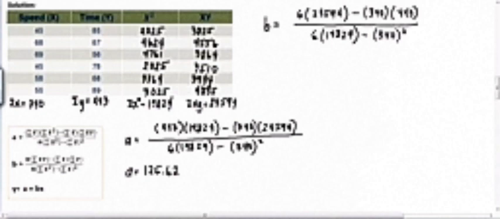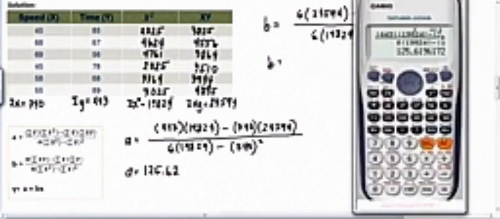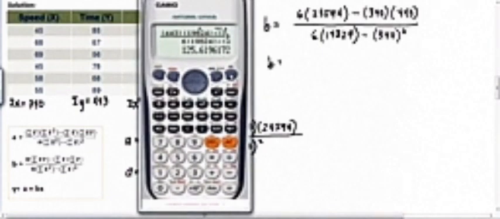Actually, same sila ng denominator si a and b. So, pwede i-copy na lang yung denominator. Okay, so, i-calculate natin siya. Ayan. So, fraction ulit yan, guys. So, 6 multiplied by 24,594, close parenthesis, minus, open parenthesis, 340 times 443, over 6 times 19,824 minus 340 squared. So, ang makukuha natin sagot, fraction ESD nyo lang.